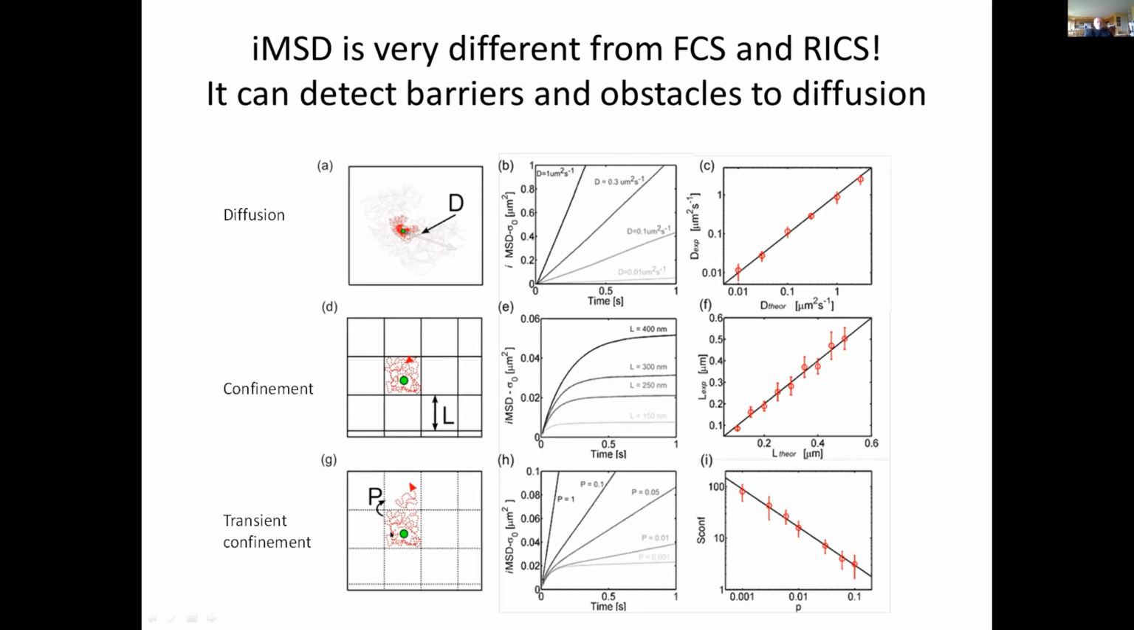The other, which would be a transient confinement, which happens very frequently, is that the molecule is confined for some time and then jumps over the barrier and can go farther. Okay, so let us see what the iMSD will measure, and I will show you the equation for that.